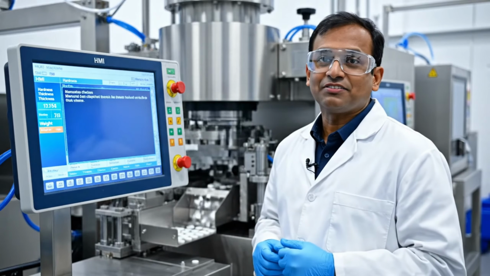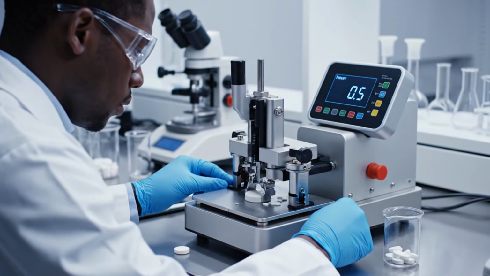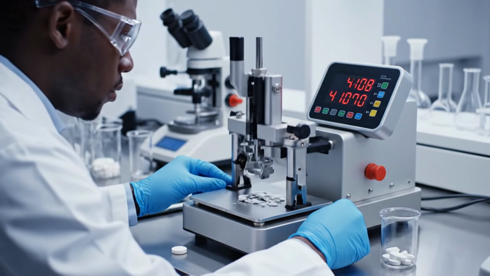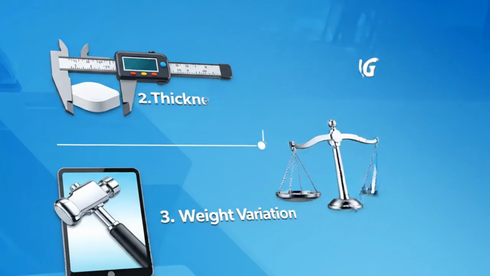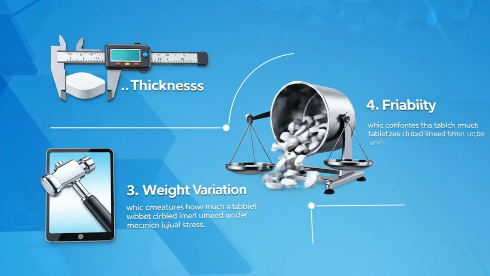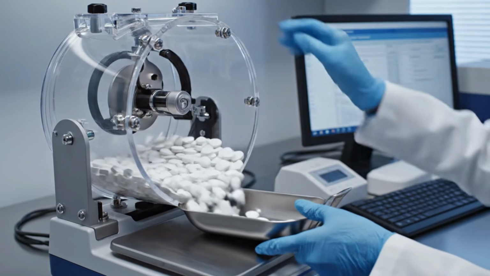The machine itself samples tablets automatically. Hardness testing ensures the tablet can withstand the physical stress of handling, packaging, and transport without breaking. 5 core physical tests are performed at this stage: hardness, thickness, weight variation, friability.